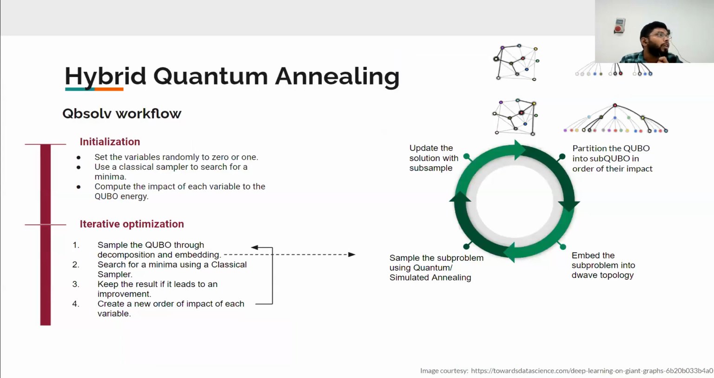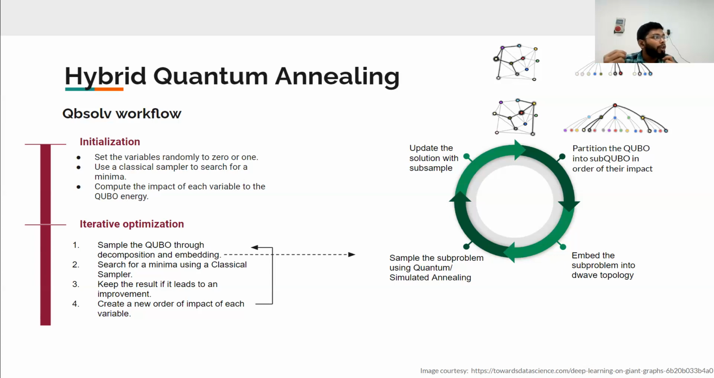To solve this, D-Wave has recently proposed hybrid quantum annealing. I will just show you how this hybrid quantum annealing works by giving an example of the QBSolv workflow that they have provided in their software packages. Here, the first step is that you initialize all the variables to 0 randomly, and then you use a classical sampler to search for a minima.